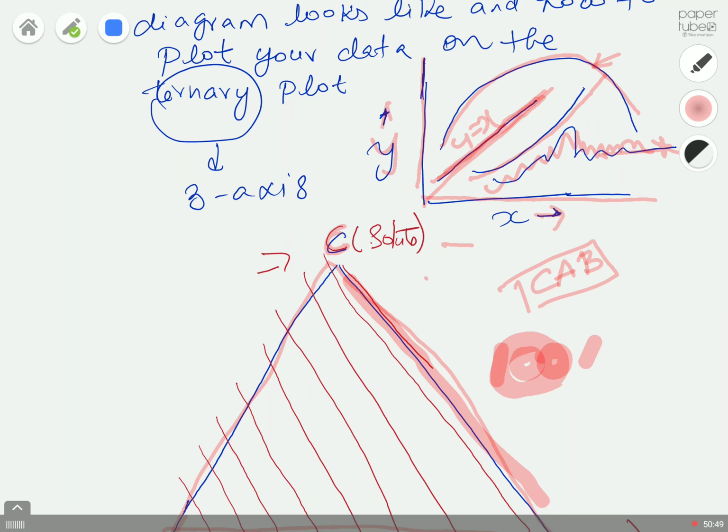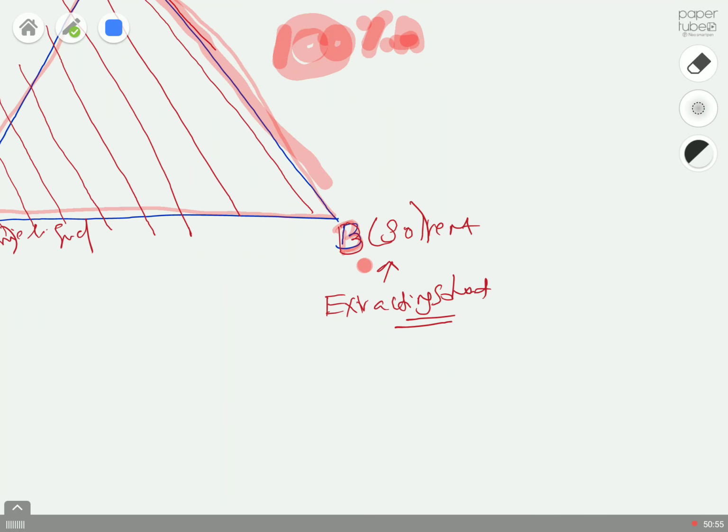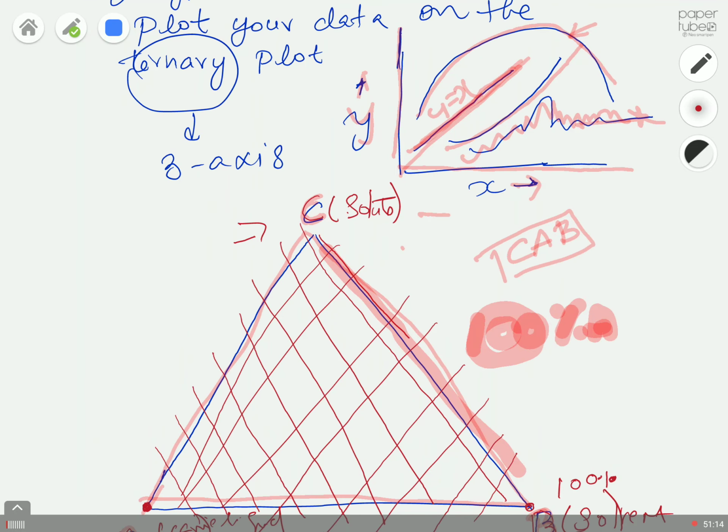Sorry, 0% A. And then again on this side, if you come here, this point is 100% B. So this will be your 90% B, 80% B, 70% B, 60% B, 50% B, 40, 30, 20, 10, and then finally this line will be 0% B. So anything that lies on this line, anywhere on it, means in that mixture you have 0% of your solvent.